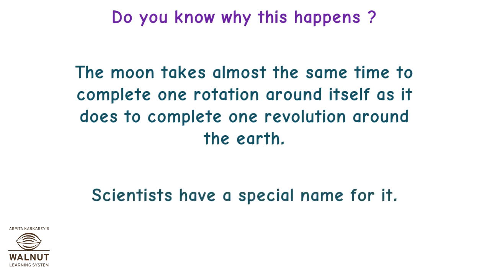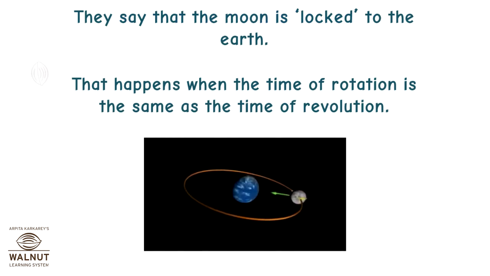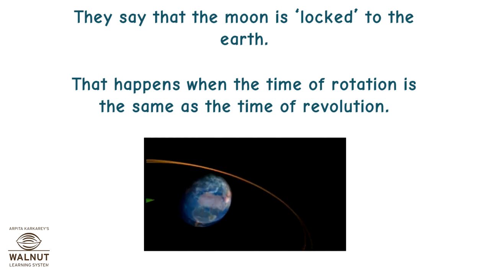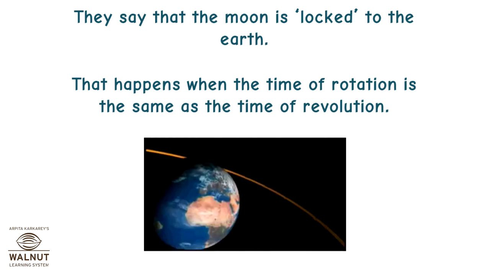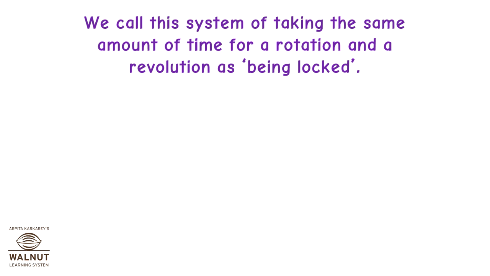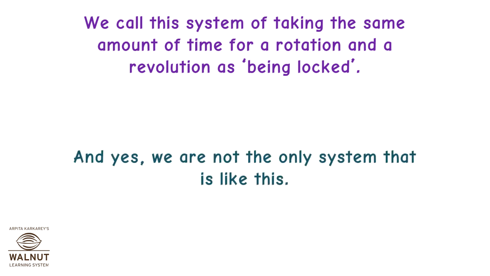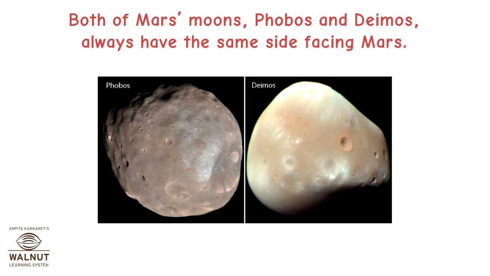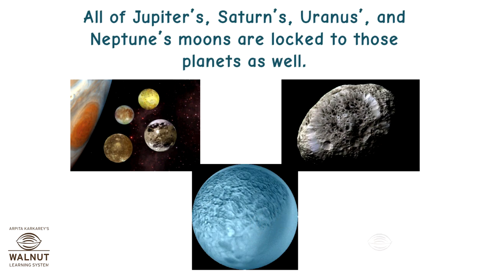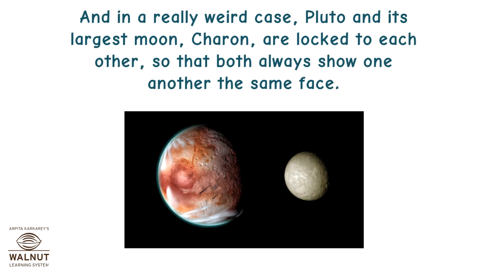Scientists have a special name for it. They say that the moon is locked to the earth. That happens when the time of rotation is the same as the time of revolution. We call this system of taking the same amount of time for a rotation and a revolution as being locked. And yes, we are not the only system that is like this. Both of Mars's moons, Phobos and Deimos, always have the same side facing Mars. All of Jupiter's, Saturn's, Uranus's and Neptune's moons are locked to those planets as well. And in a really weird case, Pluto and its largest moon Charon are locked to each other so that both always show one another the same face.